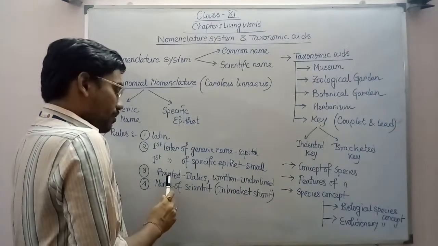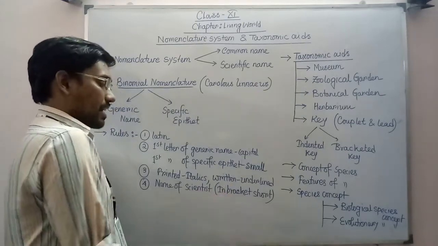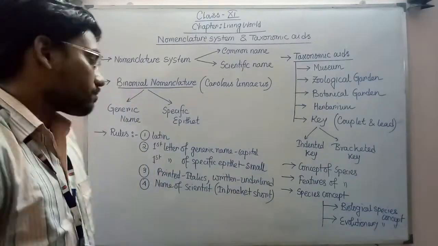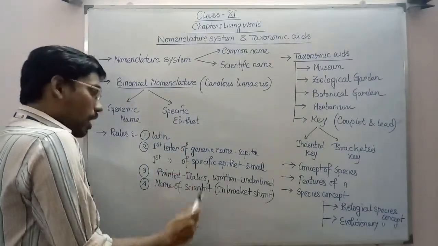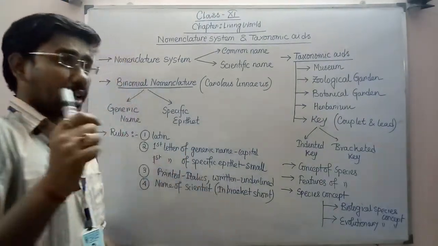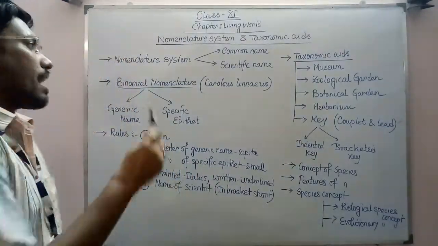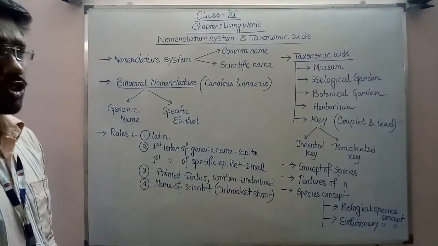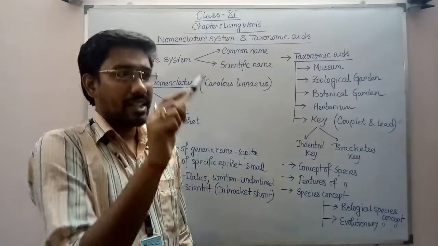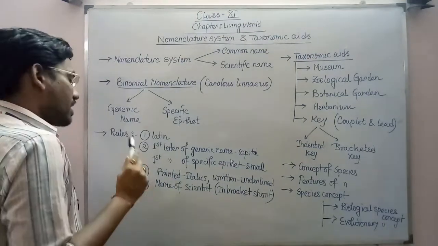Third rule, if the name is printed in a book, it will be in italics. If you are writing in the copy or in the exam or anywhere, you have to underline the generic name and specific epithet separately. Clear? Next, the name of the scientist who has proposed the name, or who first discovered it, will be written in a short manner in a small bracket. As an example, if Carolus Linnaeus provides a binomial nomenclature to any organism, we write the scientist's name as Linn. after the scientific name of that organism.